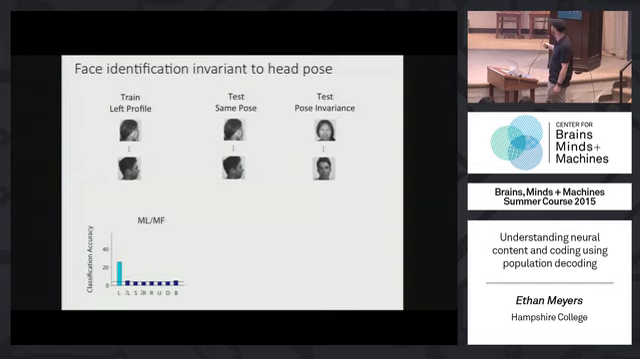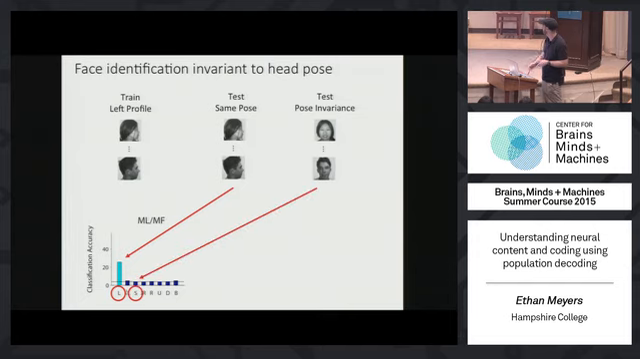What we see is if we train on the left profile and test on the left profile here, we're getting results that are above chance, as indicated by the lighter blue trace. But if we train on the left profile and test on the straight images, we're getting results that are at chance. Okay, so this patch here is not showing very much pose invariance. So let's take a look at the rest of the results.